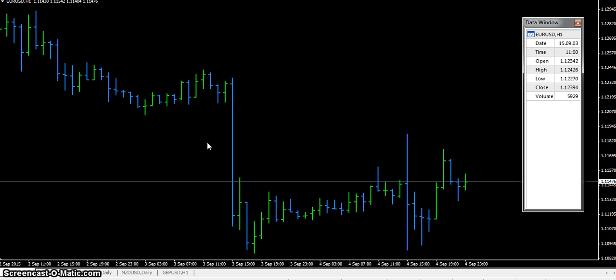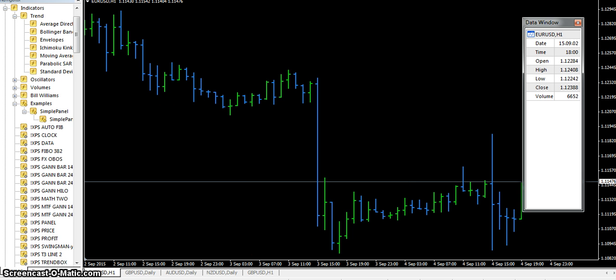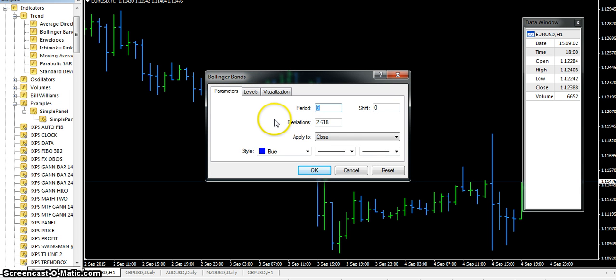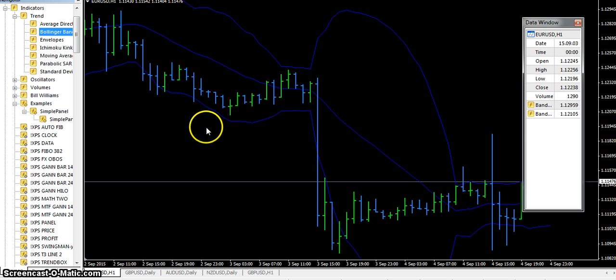So this is just a plain, simple, clear chart. Now let us see what volatility means. If we put an indicator here like a simple Bollinger Band, the standard settings for a Bollinger Band is 20 periods and 2 standard deviations from its mean. It is applied to the closing price, and this is how it looks.